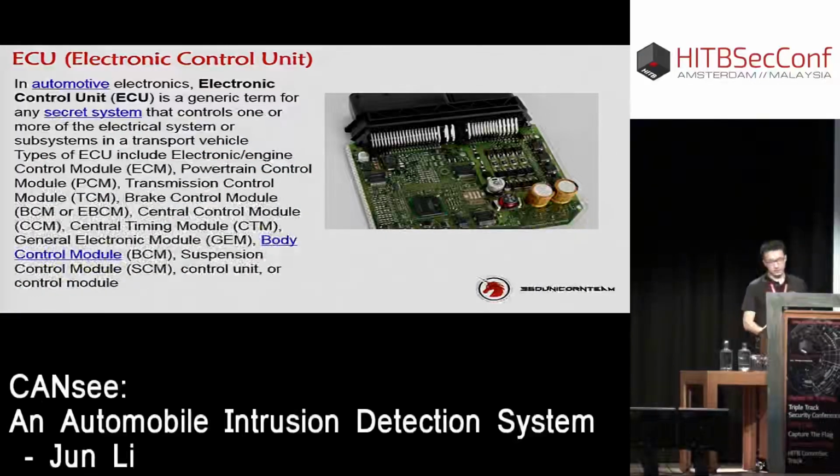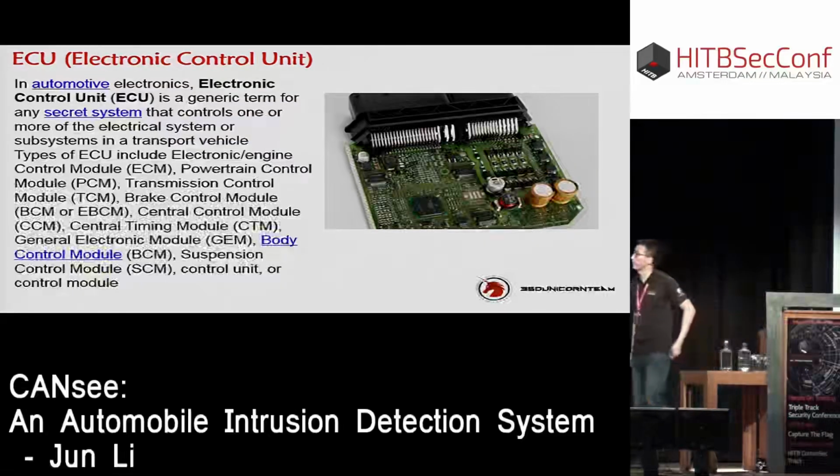Okay, I have mentioned the ECU multiple times, so here I will explain what an ECU is. This is from Wikipedia. I think it's pretty accurate. An ECU is just a generic term for the embedded controller in cars. It takes the sensor input or the driver's input, like the acceleration pedal, and then outputs signals to control the actuators to control the modules of the car.